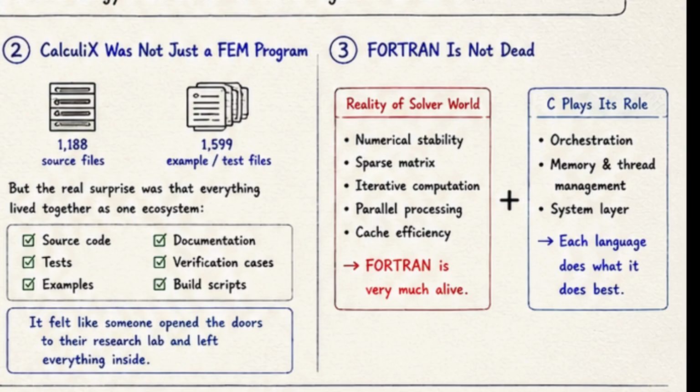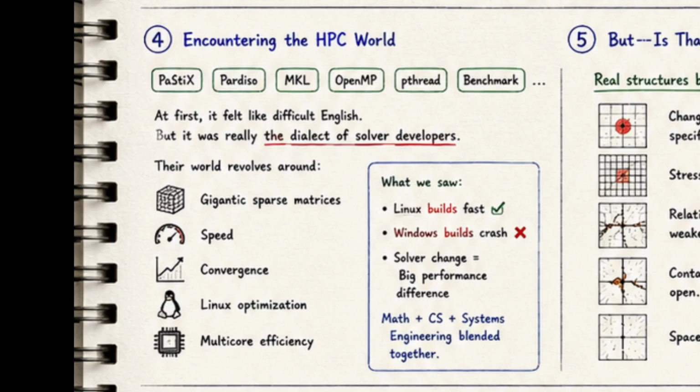Then I encountered the HPC world. PARDISO. MKL. OpenMP. Threads. At first they sounded like difficult technical words. Later they felt more like the dialect of solver developers. Their world revolves around speed, convergence, gigantic sparse matrices, Linux optimization, and multi-core efficiency. A place where mathematics, computer science, and systems engineering blend together.